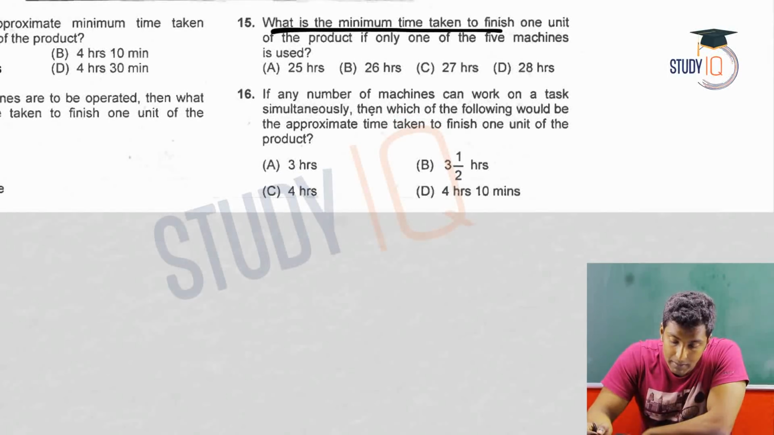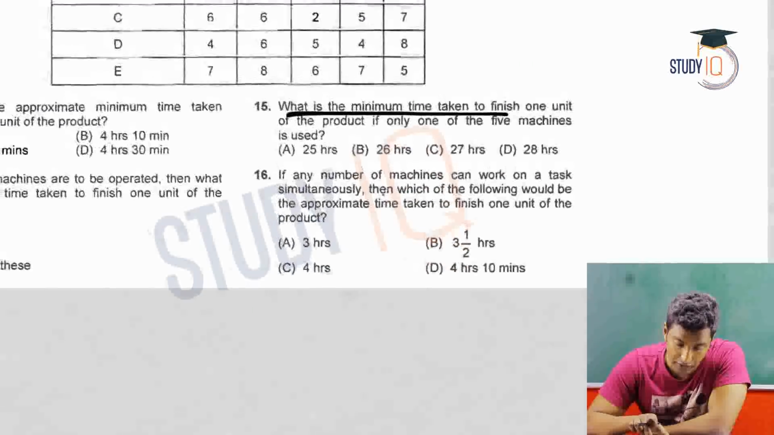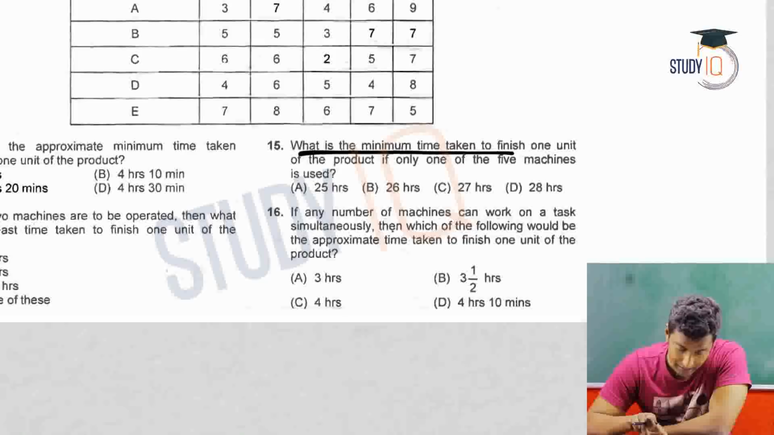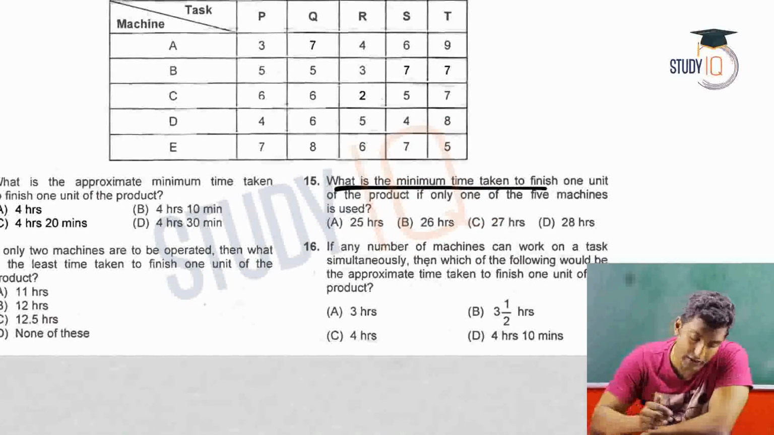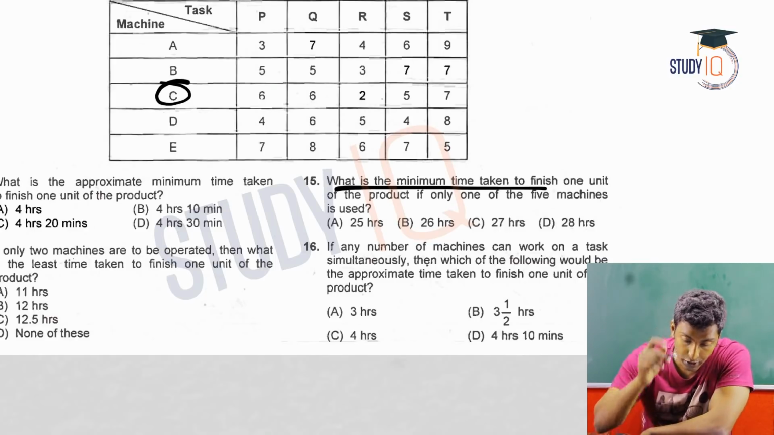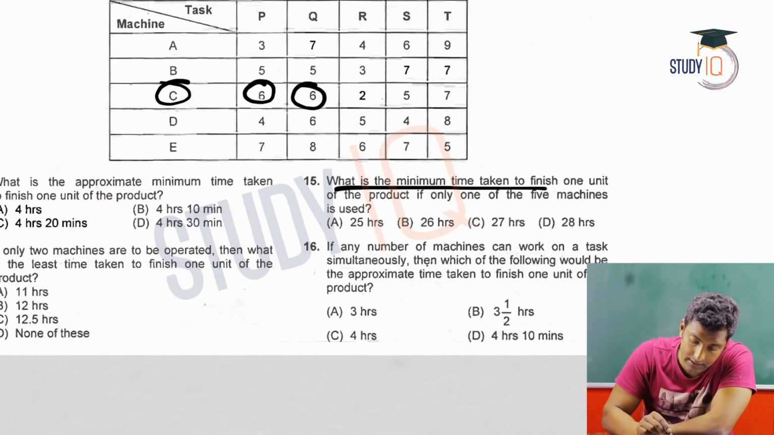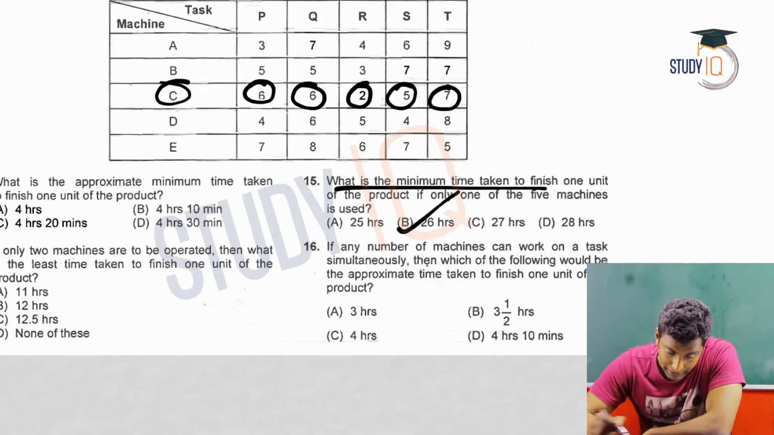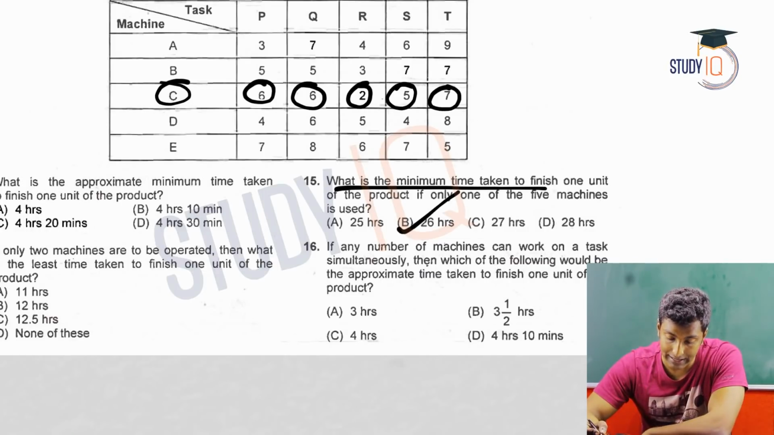15. What is the minimum time taken to finish 1 unit of the product if only one of the 5 machines is used? So one of the machines is what we are going to use. So what is the minimum time taken? The question is which machine you will take. You will take C because C looks most efficient, right? So C will finish P in 6 hours, then 2 hours, 5 hours, 7 hours. You need to add everything and you will get 26. Okay, so your answer is 26.